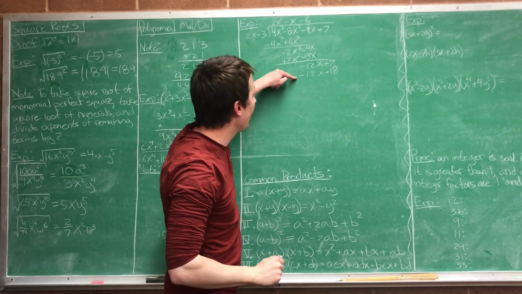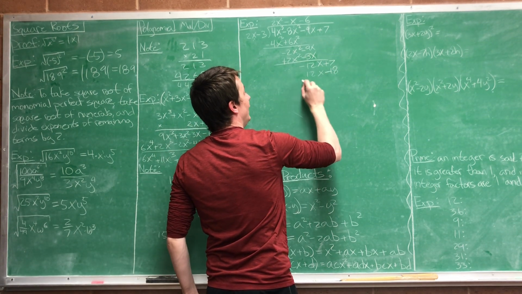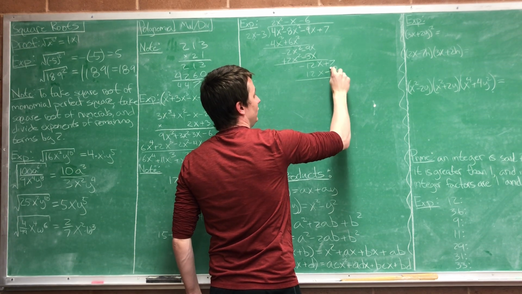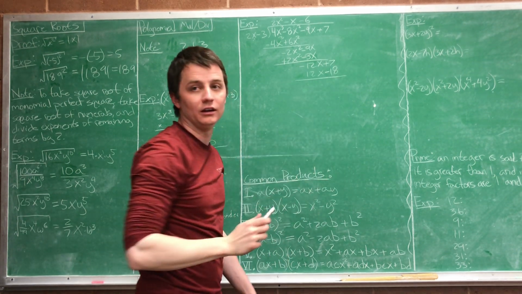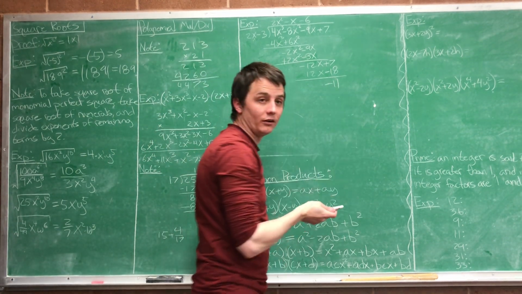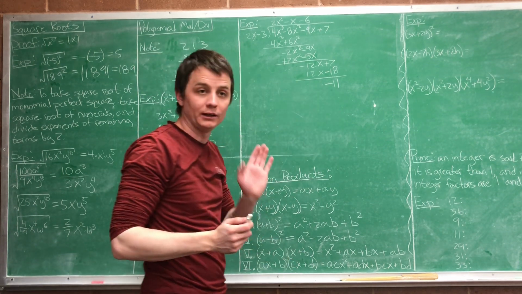And now we need to subtract this from this. So flip the signs. Make that one positive, make that one negative, and add them together, and what do we get? That comes out to 0. Sorry, that's a minus 18. And 7 minus 18 is? Negative 11. And that's our remainder, because 2x doesn't go into negative 11.